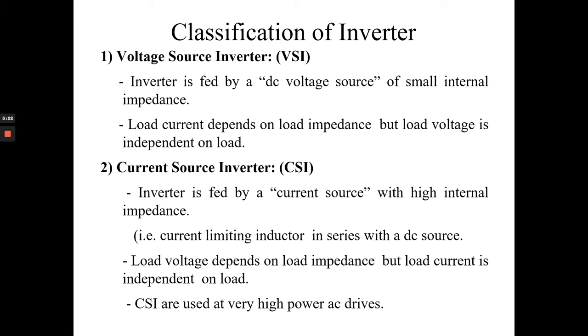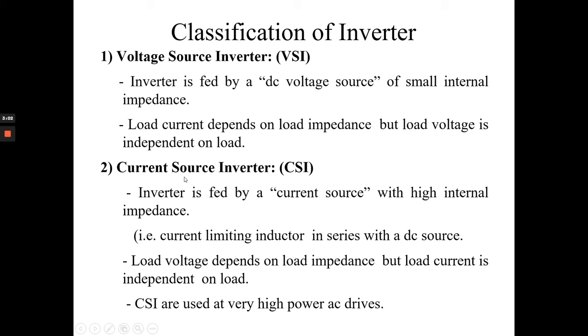Now we'll see classification of inverters. There are two types of inverters: voltage source inverters and current source inverters. The voltage source inverter is fed by a DC voltage source of small internal impedance. Load current depends on load impedance, but load voltage is independent of load.